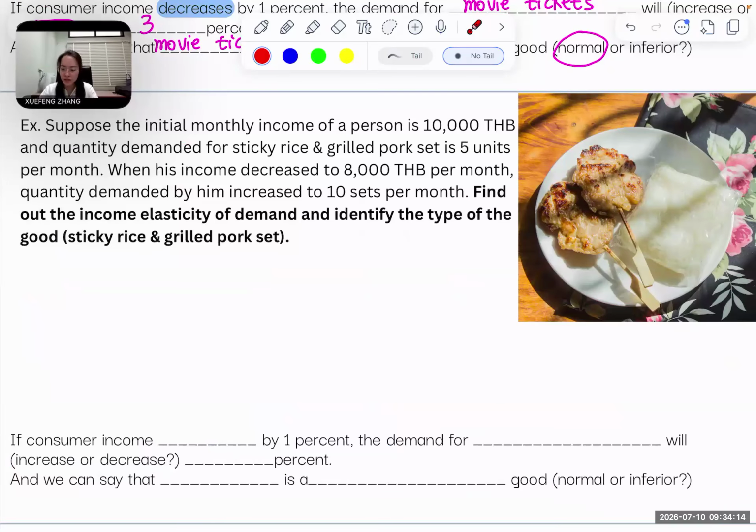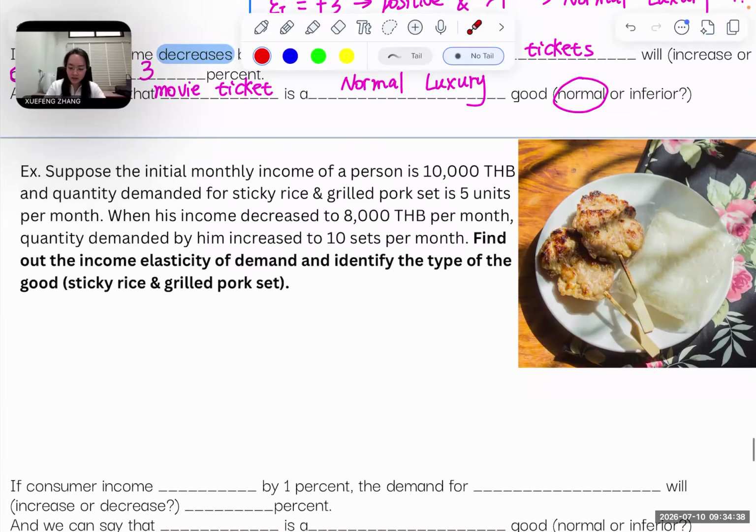Next one, sticky rice and grilled pork. This is the typical meal in Thailand. In Thai, they say ข้าวเหนียวหมูปิ้ง. So here's sticky rice and grilled pork. Let's walk through together.